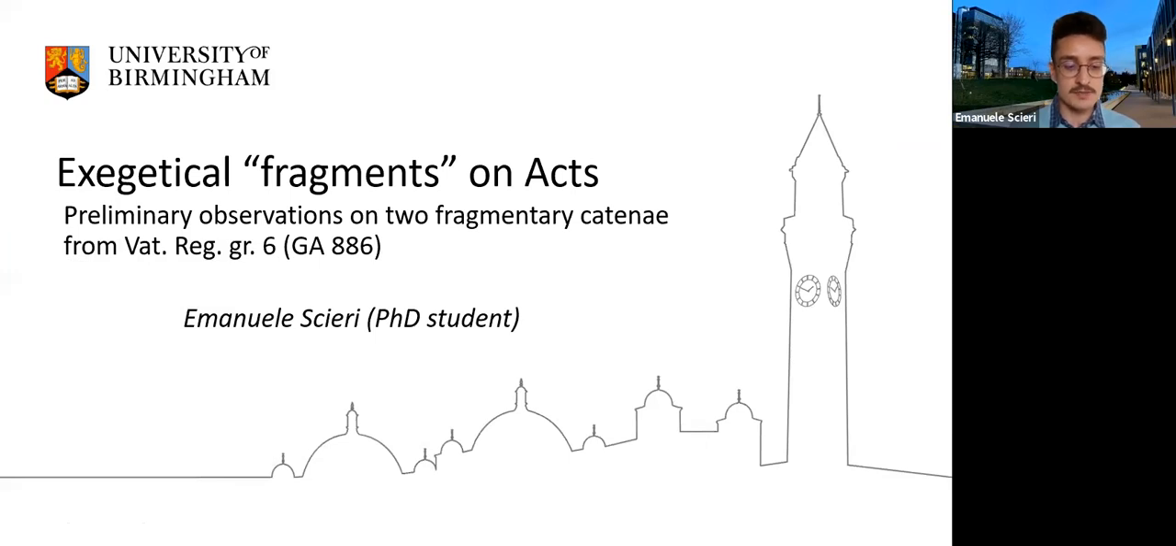As the title suggests, my presentation is about exegetical fragments from Codex Vaticanus Reginensis Graecus VI, or minuscule 8086 in the Gregorian numbering, a 13th/14th century Greek minuscule manuscript preserving, among others, two incomplete catenae on the Acts of the Apostles, which are thereby fragmentary pieces of exegesis.